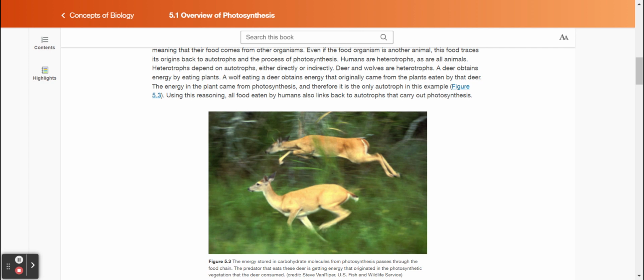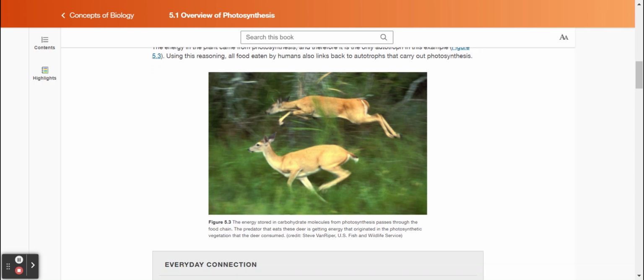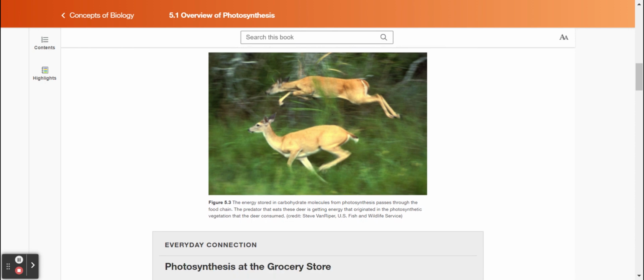Deer and wolves are heterotrophs. A deer obtains energy by eating plants. A wolf eating a deer obtains energy that originally came from the plants eaten by that deer. The energy in the plant came from photosynthesis and therefore the plant is the only autotroph in this example. Using this reasoning, all food eaten by humans also links back to autotrophs that carry out photosynthesis. Figure 5.3. The energy stored in carbohydrate molecules from photosynthesis passes through the food chain. The predator that eats these deer is getting energy that originated in the photosynthetic vegetation that the deer consumed.